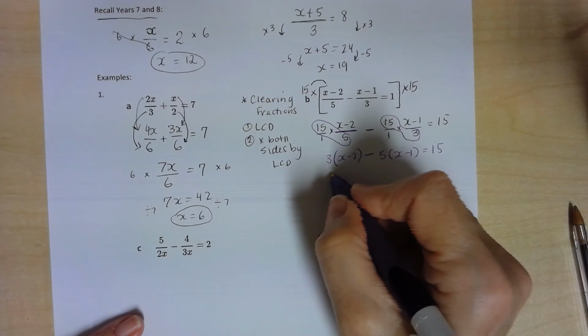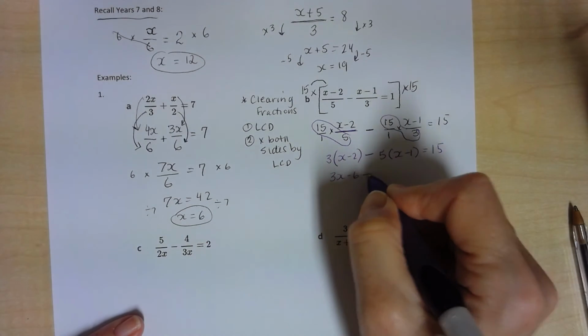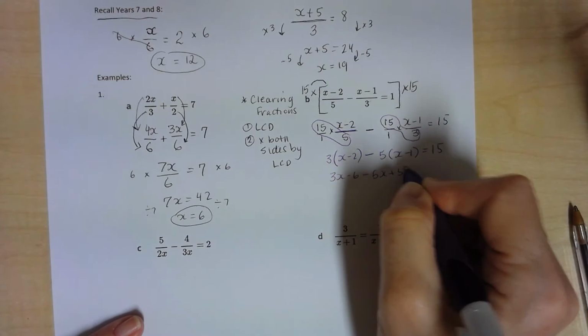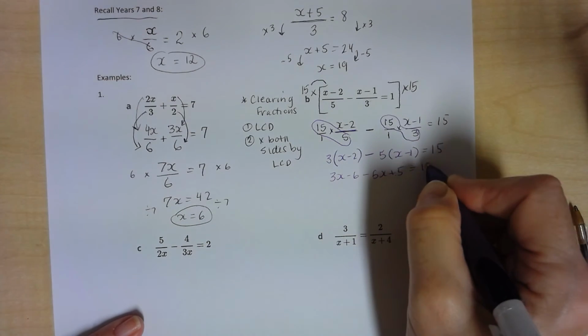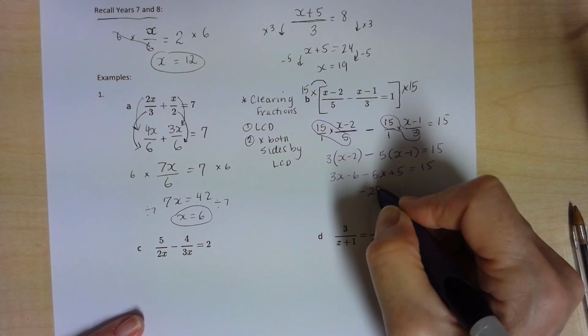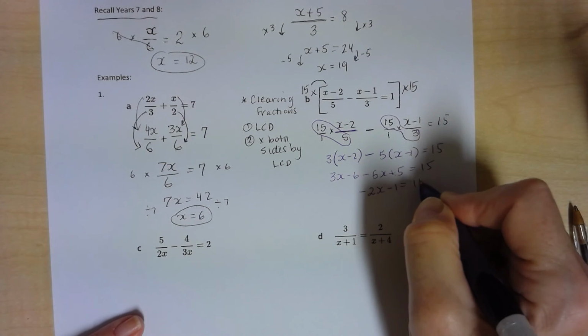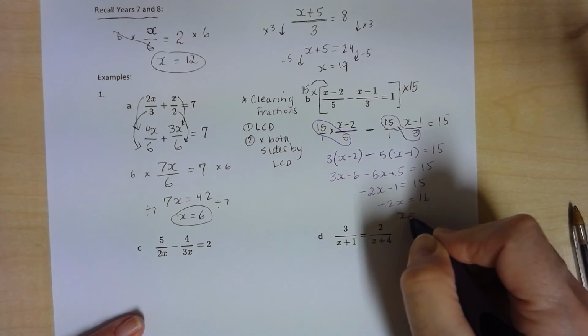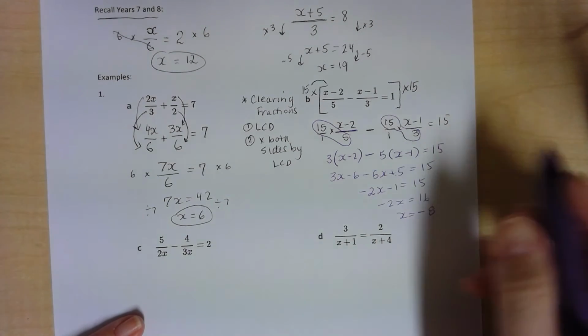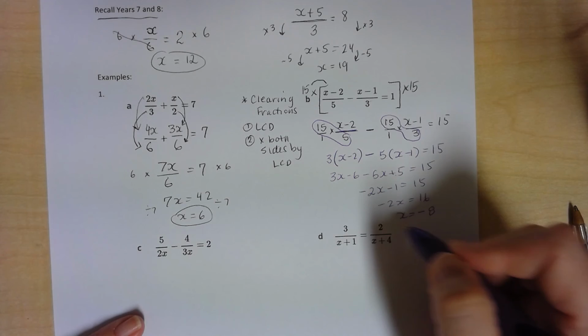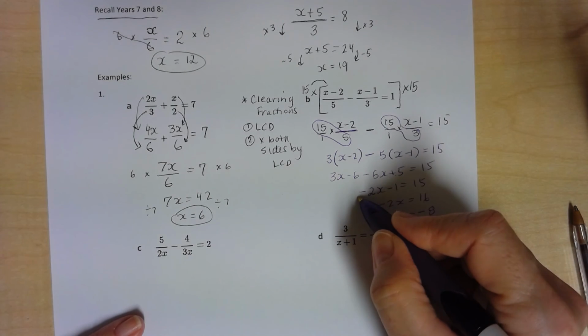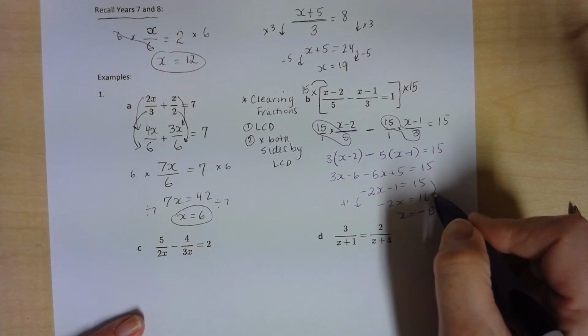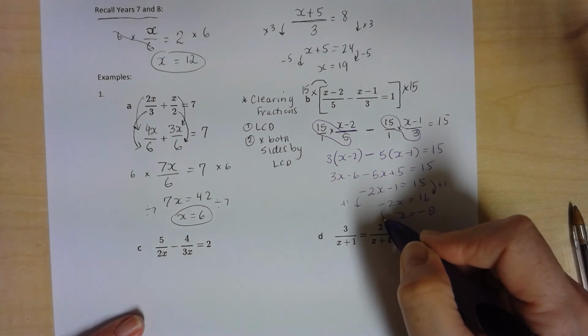And now I do my expanding, and I'm going to go quite quickly. Negative times a negative is a positive. Then I combine like terms. Combine like terms, then divide by negative 2. Right, subtract or add 1 and divide by negative 2.